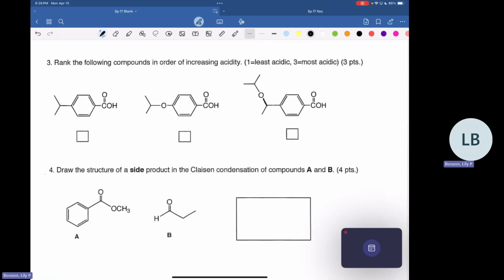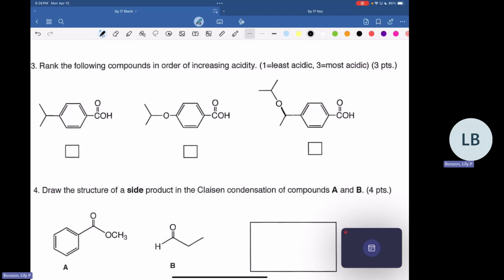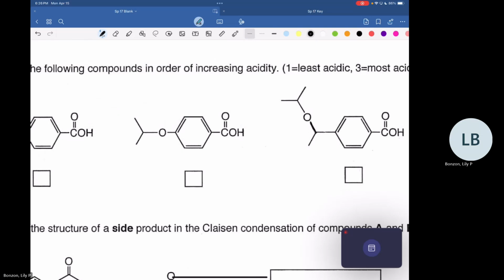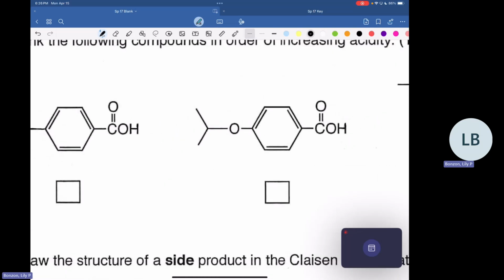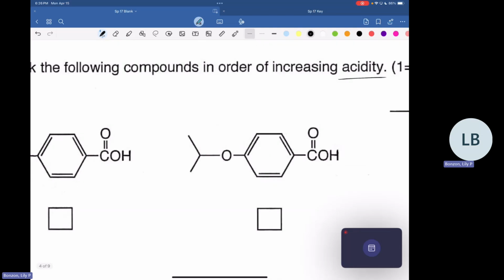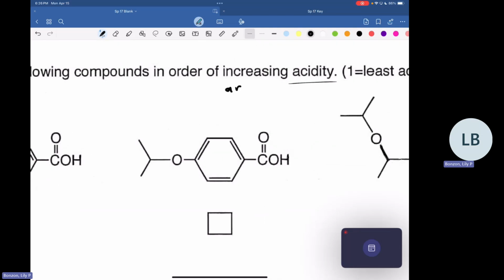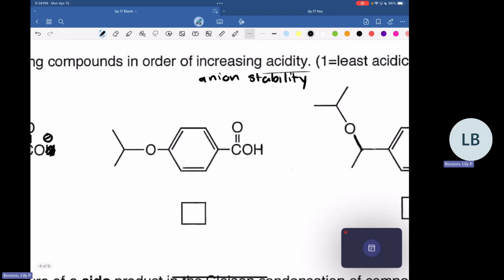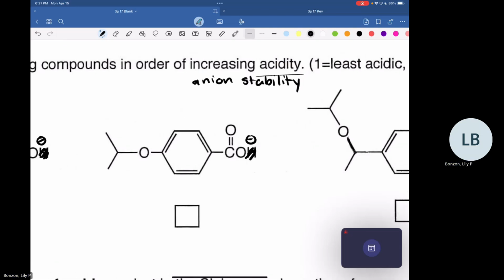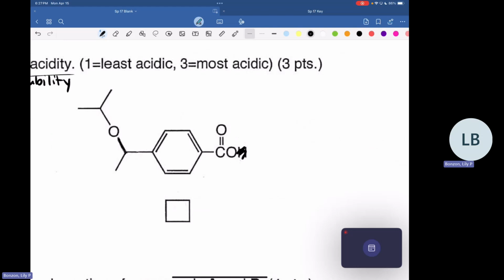All right, we've got acidity again. So we've got a carboxylic acid on each of these structures. Since we're looking at acidity, again, we're going to want to look at the anion stability. So similar to the last question, we're going to deprotonate these. The most acidic hydrogen on these is going to be the carboxylic acid hydrogen. So we're just going to turn all of these into negative charges.